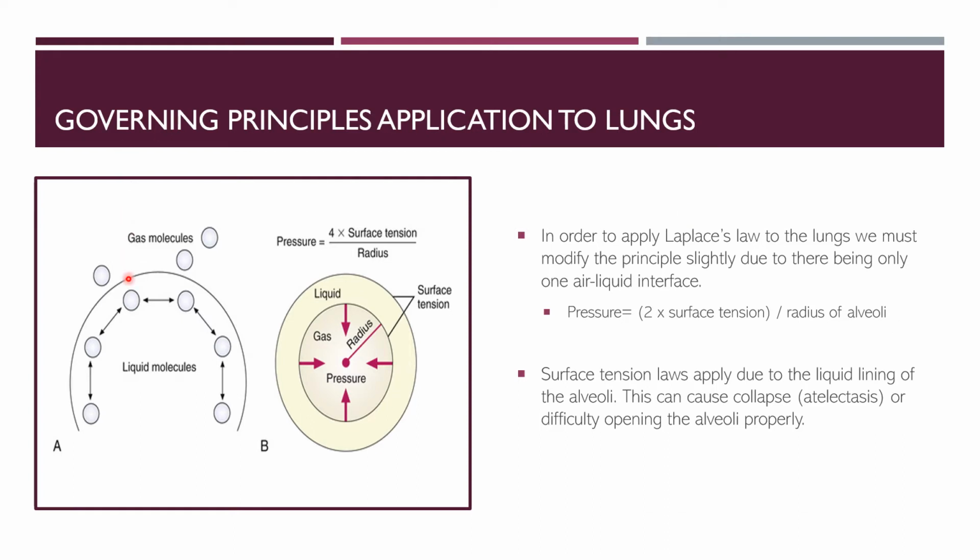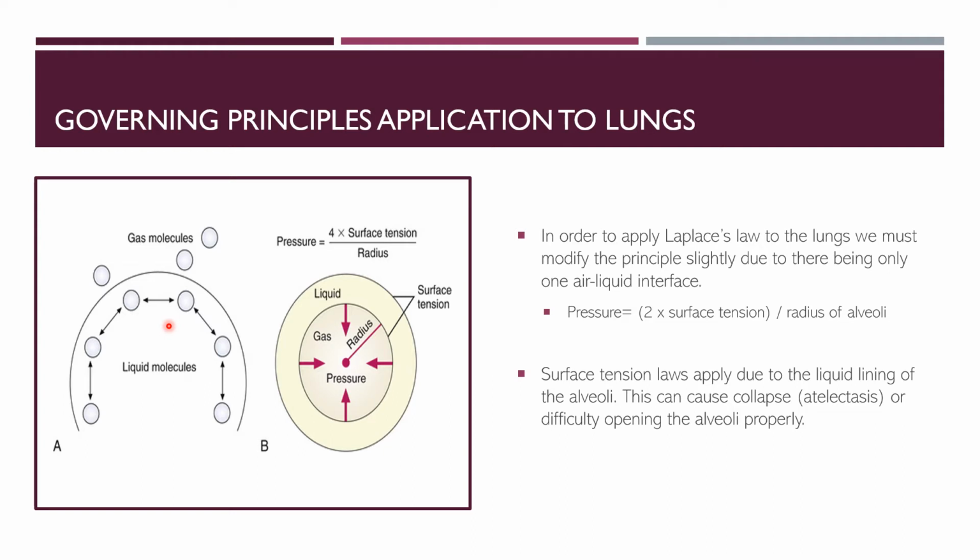On the other side here, we can see a visual representation of surface tension. So we have our gas molecules on the outside, and we have our liquid molecules in here that are being attracted towards each other and creating this concave bubble shape or droplet. Due to the surface tension laws, and obviously that our lungs are wet areas of the body, we can have atelectasis happen if we don't have proper surfactant production to break up this surface tension.